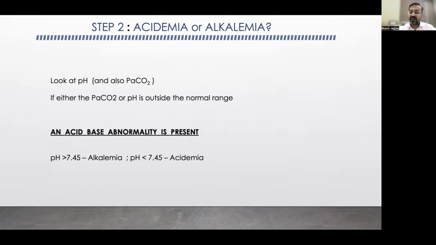So step 2 is whether it's acidemia or alkalemia. So always start with the pH. If it's below 7.35, we are dealing with acidemia. If it's above 7.45, we are dealing with alkalemia. So once you know the direction, you can trace whether the cause is respiratory or the metabolic.